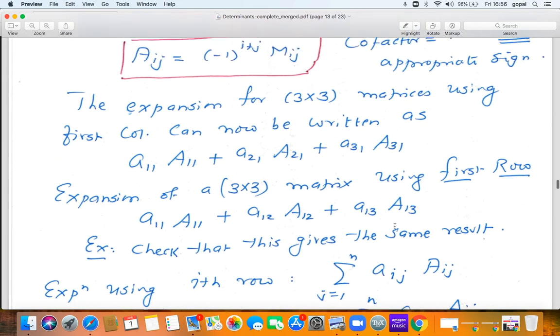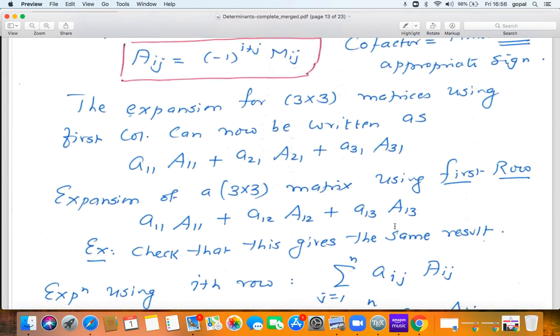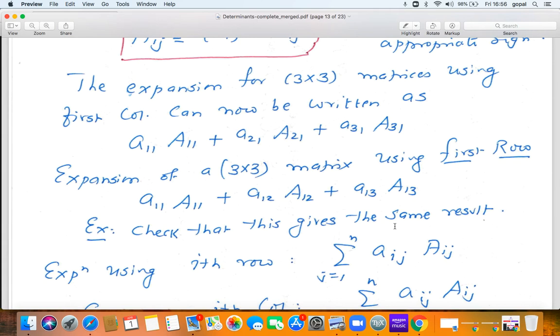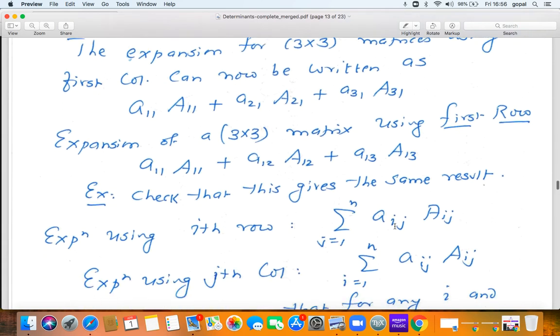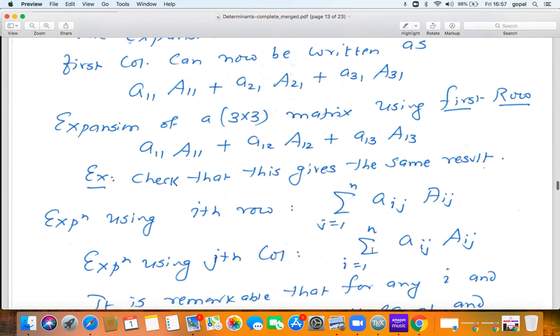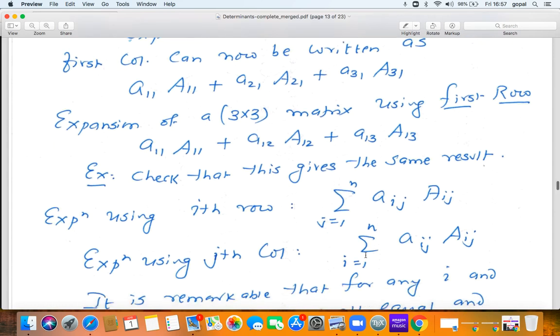So what will be the formulation for the n by n case? The formulation for the n by n case will be expansion using the ith row: summation of aij times capital Aij, j from 1 to n. This is called expansion using the ith row. What is the expansion using the jth column? Summation i from 1 to n, aij times capital Aij. So when I'm expanding with respect to the ith row, i is fixed and j is varying. When I'm expanding using the jth column, j is fixed and i is varying. So the summations are appropriately going from j from 1 to n and i from 1 to n.